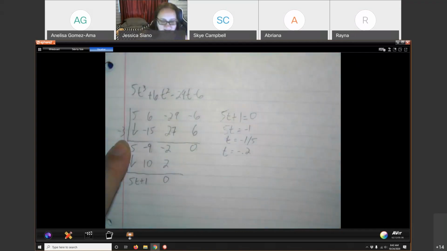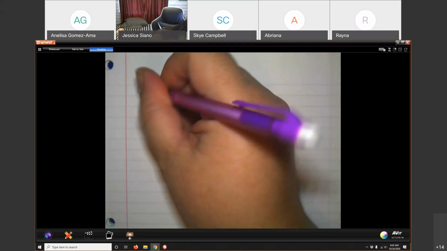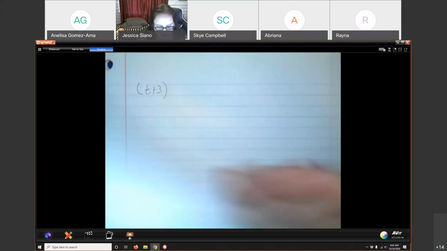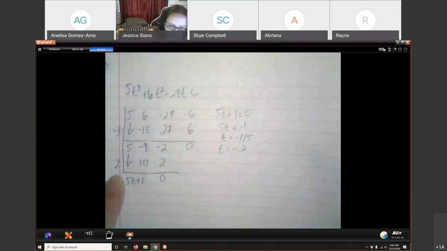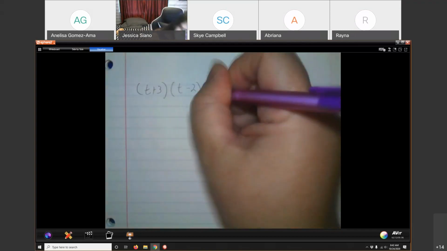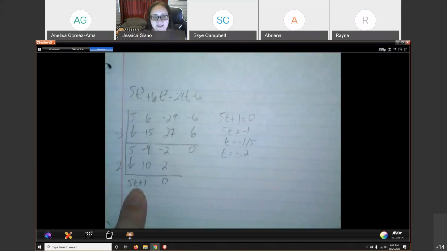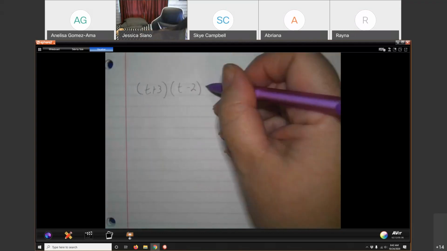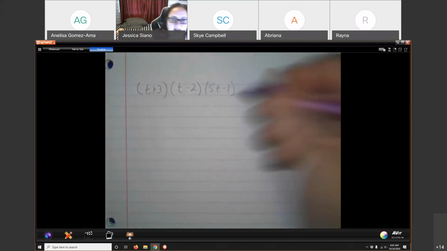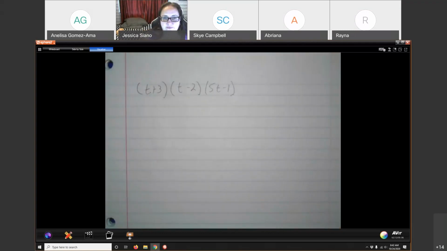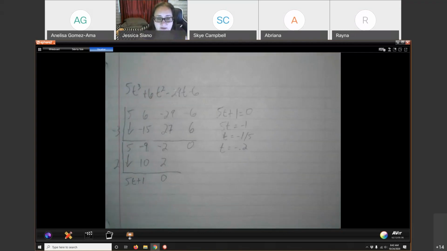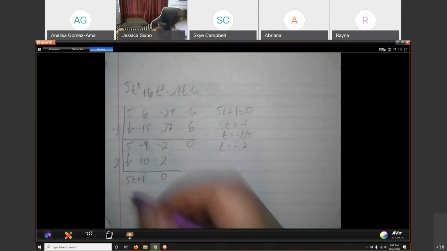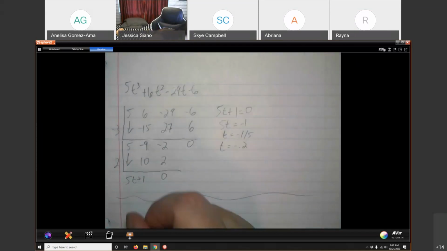I have a 0 at -3, so a factor at t plus 3. I have a 0 at 2, so a factor at t minus 2. And then this 5t minus 1 would be my third factor. Okay. Now, let's do it all again for the bottom.